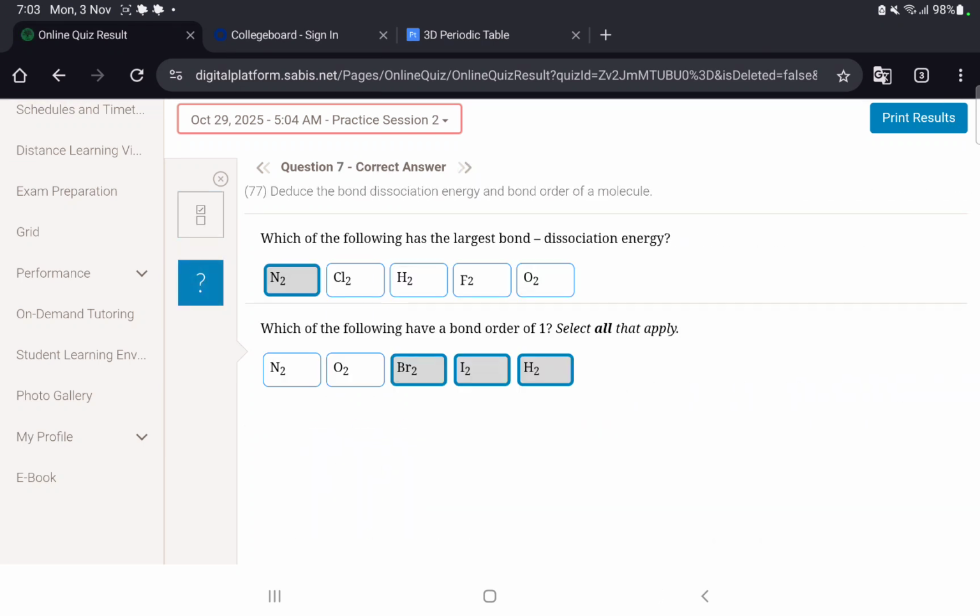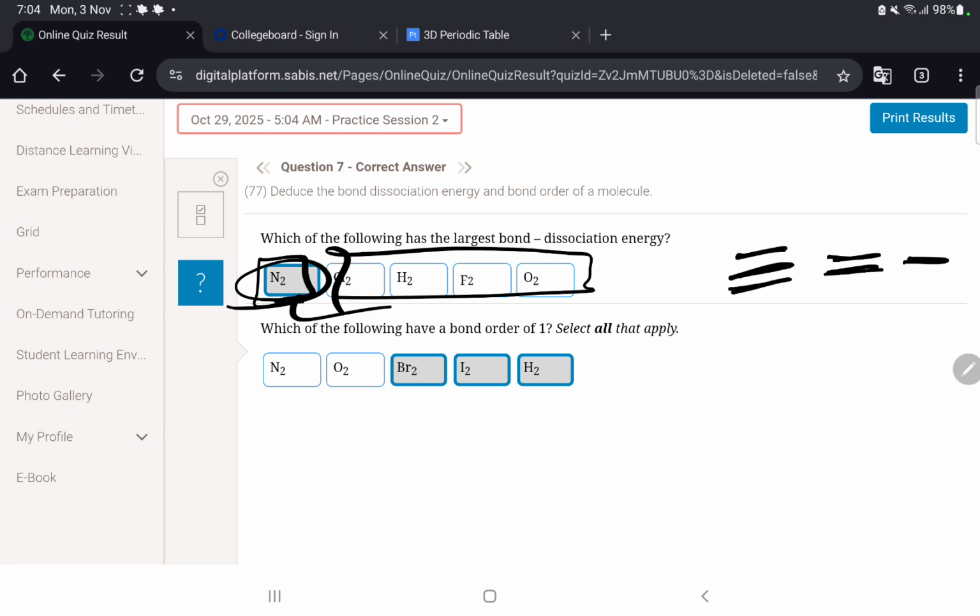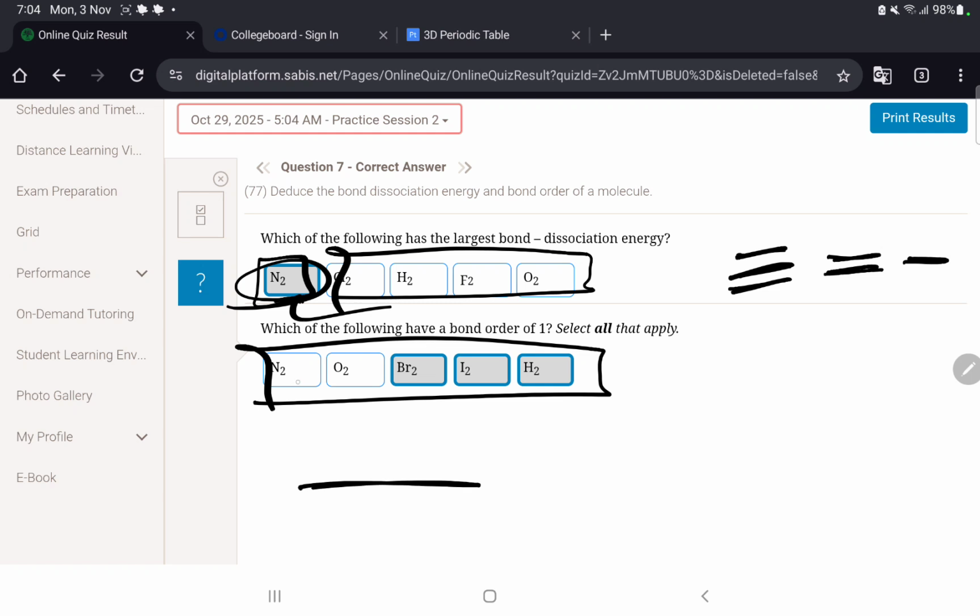Which of the following has the largest bond dissociation energy? So guys, the triple bond has the highest, the double bond has the medium, and the single bond has the lowest. N2 is the only one here that forms a triple bond, which is why we choose N2. Now, the bond order of 1 basically means which out of these 5 can only form a single bond. This one can form triple, this one can form double, this one can form single, single, single, which is why we choose this.